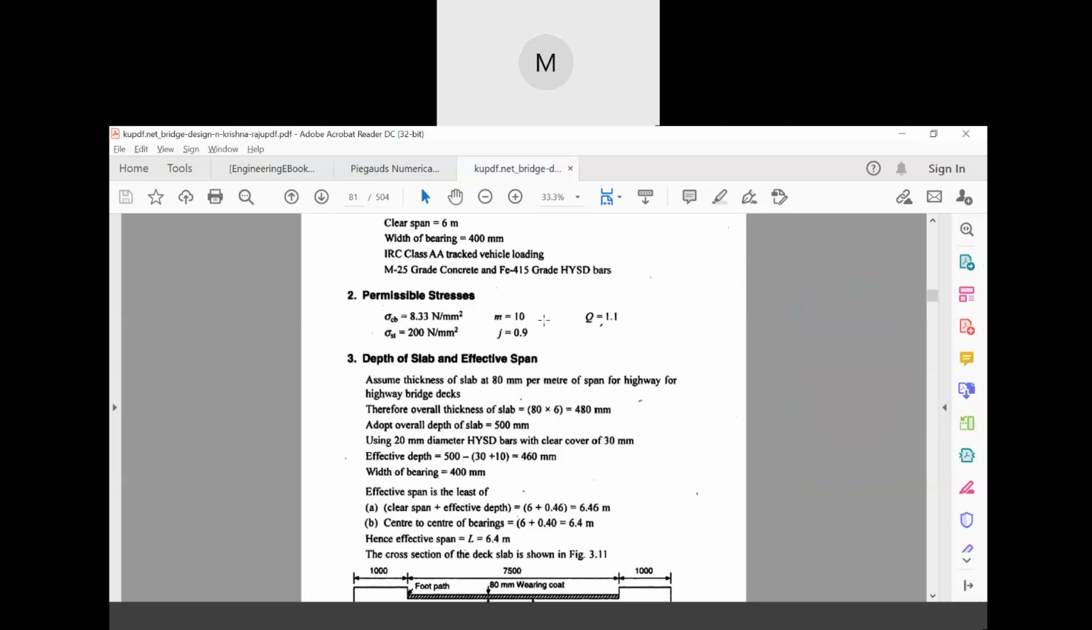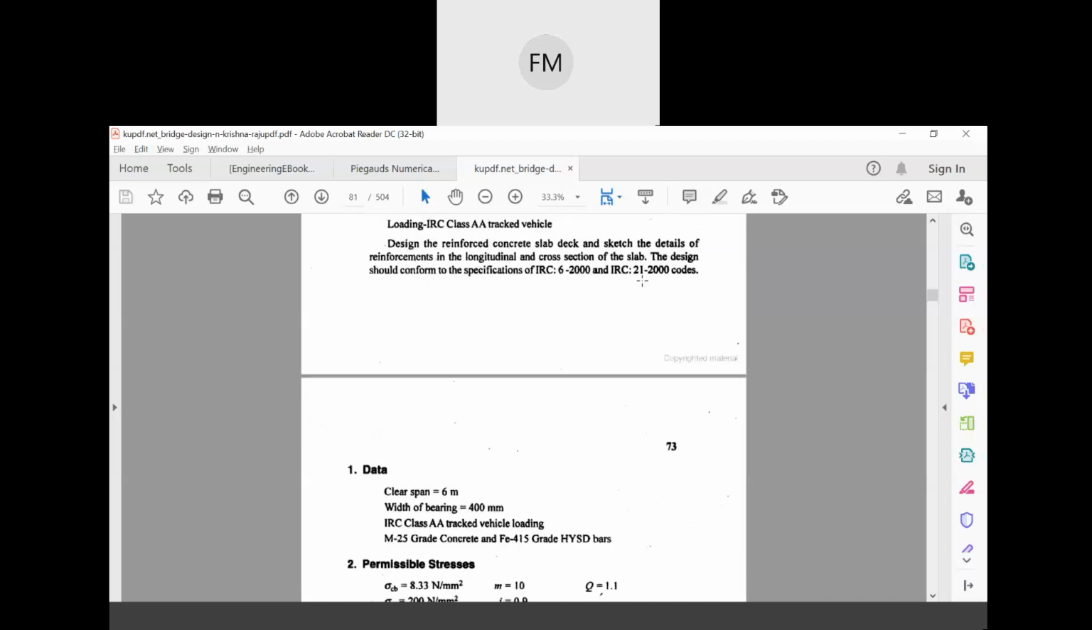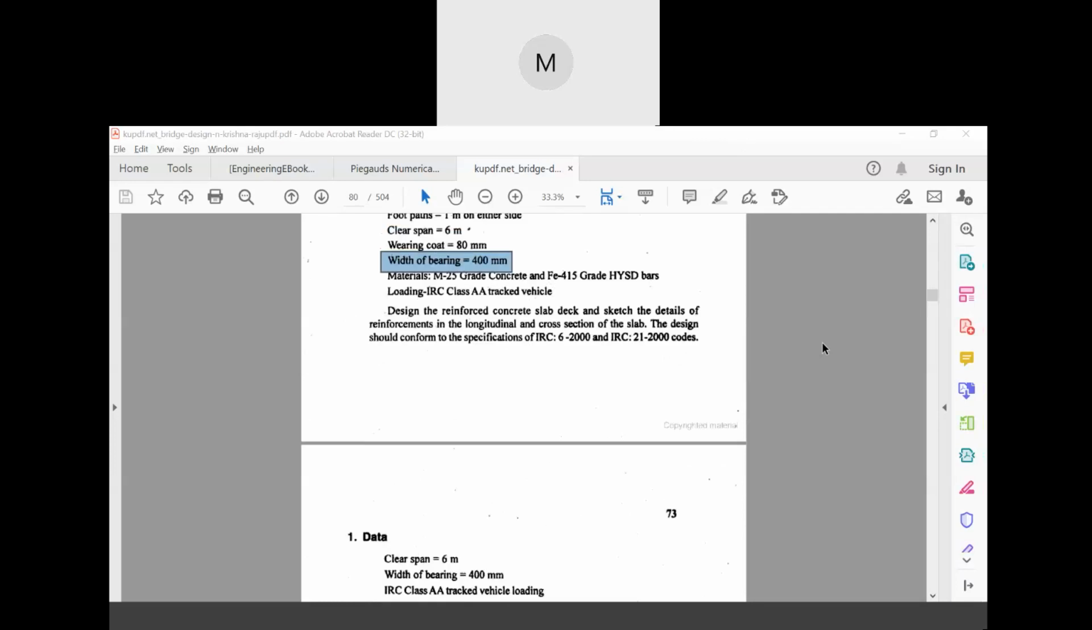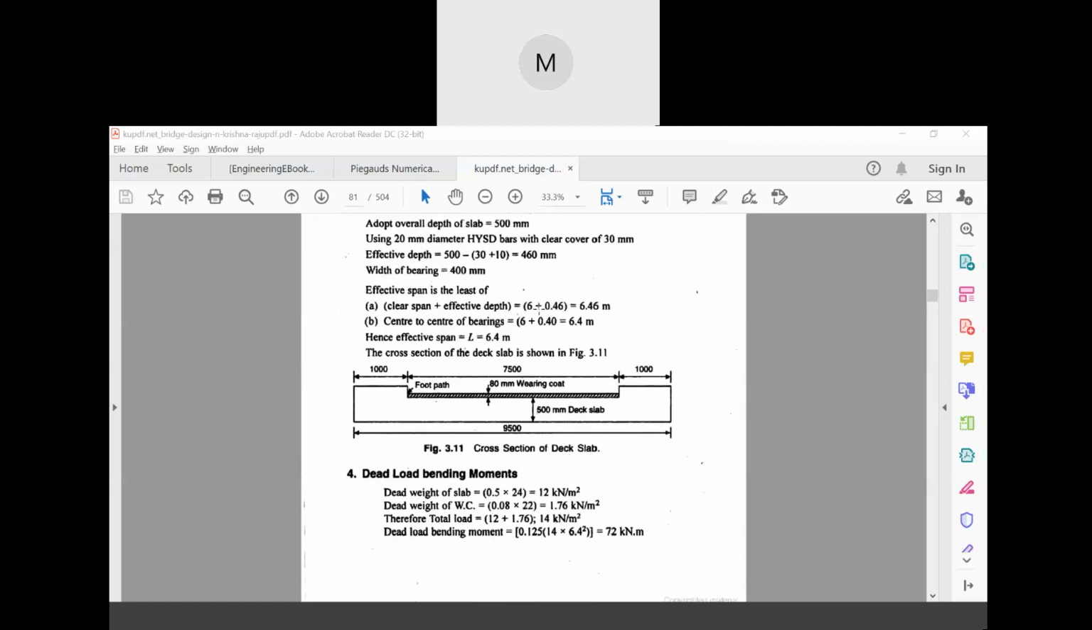Now if you see here the question, it is given that the width of bearing is 400 mm. Yes, anyone? Any problem? So this width of bearing is given as 400 mm. Now, these all are the important things.